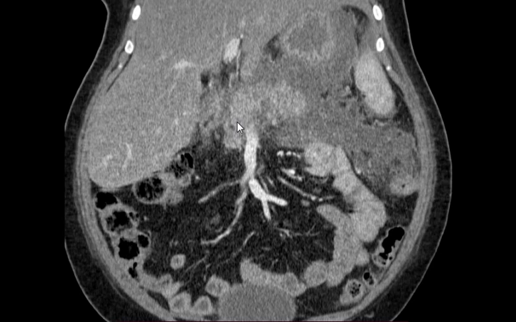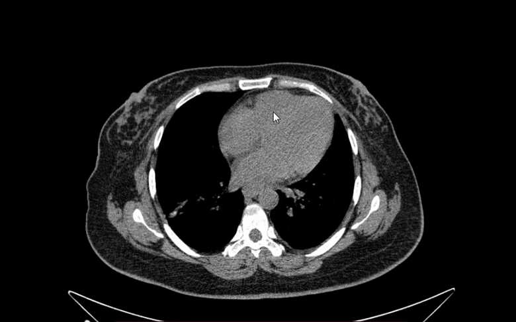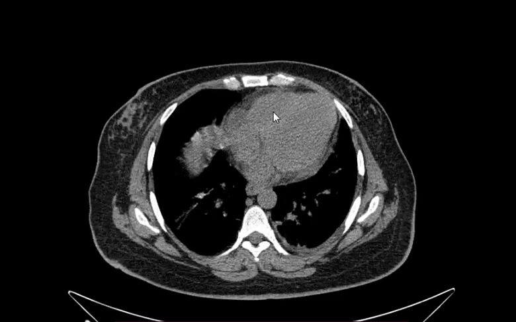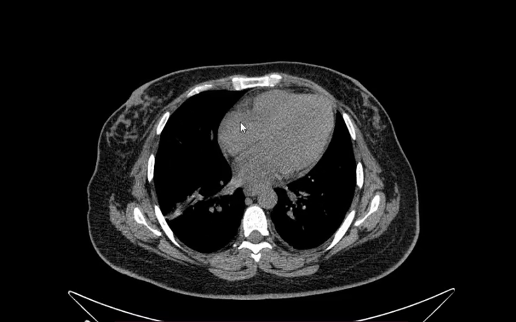So, let's see. And this is the native. What do we have? This is the localizer. Let's see. Most likely it is fatty infiltrate. There is hepatomegaly secondary to fatty infiltration.